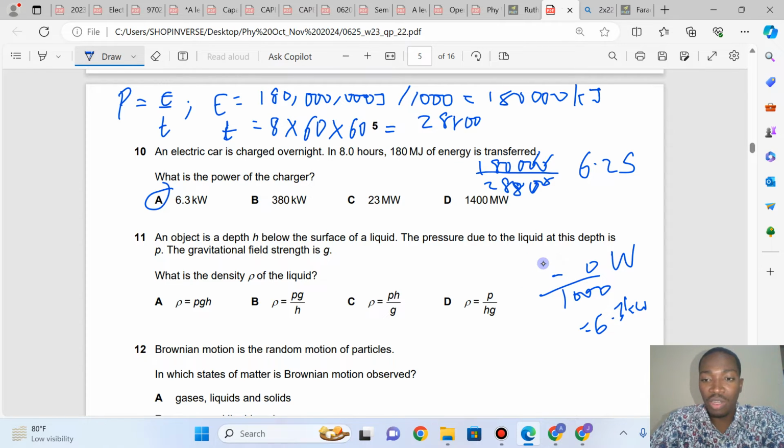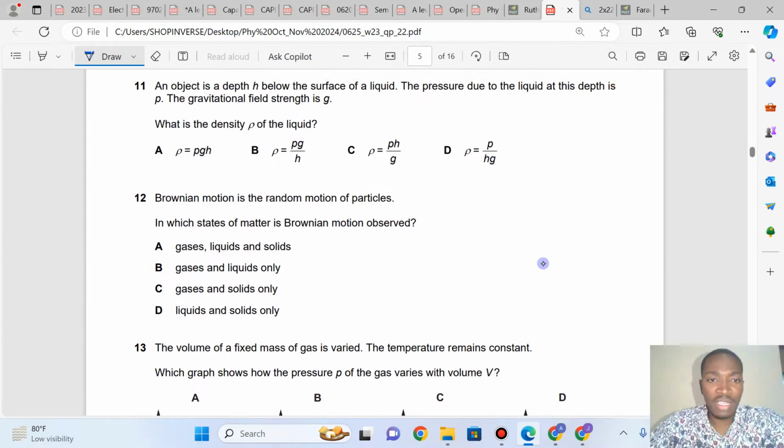We go straight to question number 11. Question number 11, what does it say? It says, an object is at depth h below the surface of a liquid. The pressure due to the liquid at the depth h is P. The gravitational field strength is g. What is the density, rho, of the liquid?